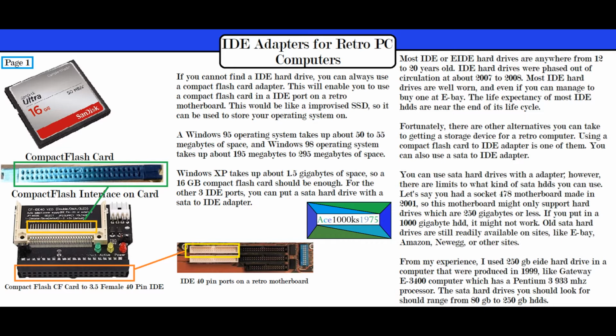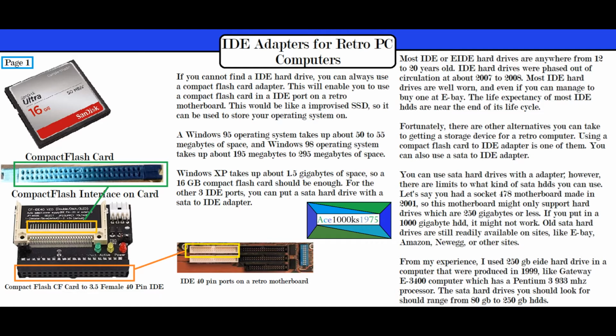This would be like an improvised SSD, so it could be used to store your operating system on. It would be useful for installing your operating system on, and it's pretty fast. It's capable of about 50 megabytes per second, which is comparable to 100 megabits per second.